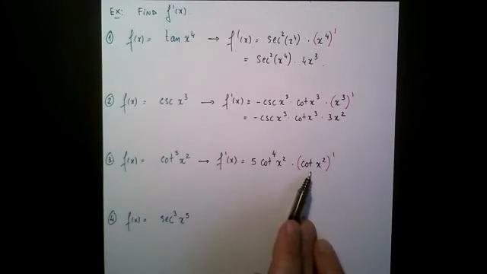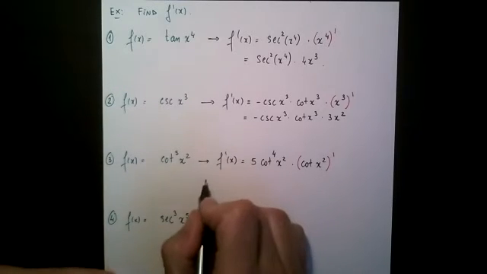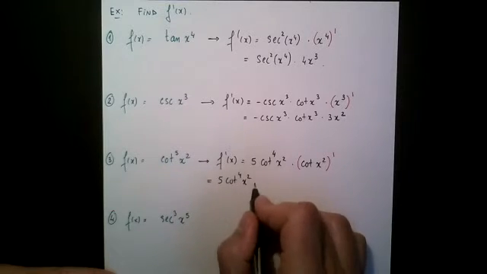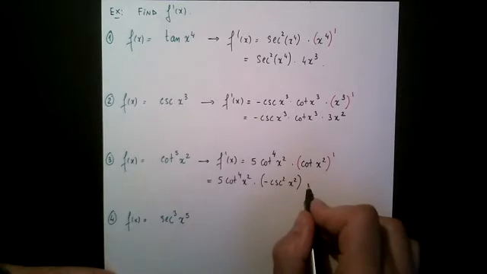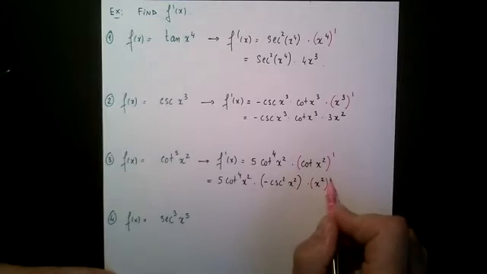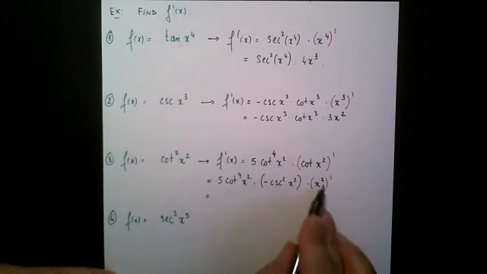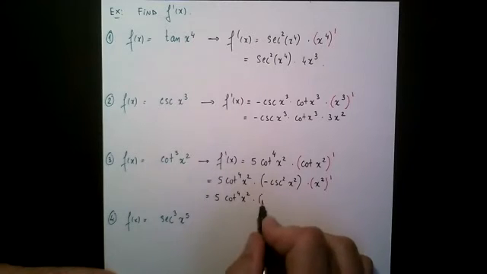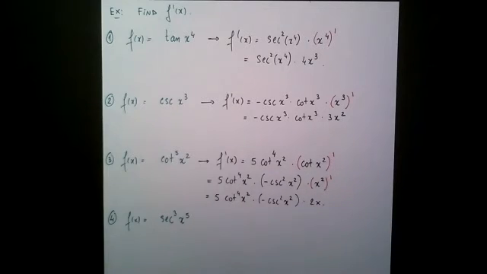Now I have to do this problem, which is pretty similar to this one here. It's about the same idea. So this stays, 5 times the cotangent^4 of x^2, times the derivative of cotangent, which is negative cosecant squared of x^2, and then times the derivative of the x^2. I rewrite everything: 5 cotangent^4 of x^2 times negative cosecant squared of x^2 times 2x. Answer.